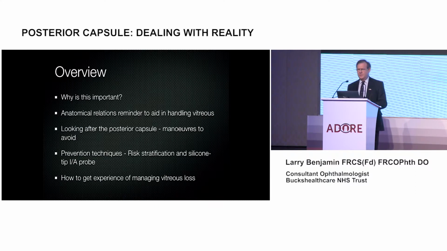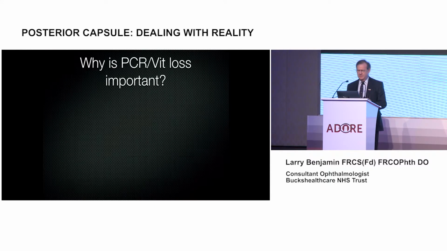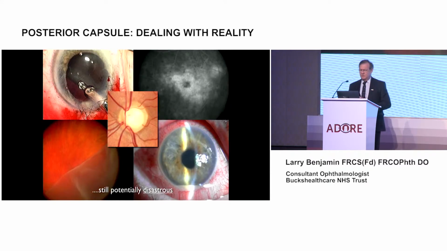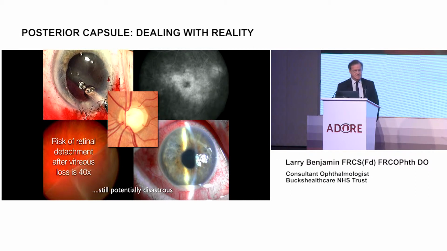It happens one time, we tell the patients one time in 100, it's actually closer to 1 in 50. But how do you get experience of it if it happens so infrequently? So why is it important? Well, these are the 5 complications that we see: suprachoroidal hemorrhage, cystoid macular edema, glaucoma, endophthalmitis, and retinal detachment. And it's still, therefore, potentially a disastrous complication. For example, the risk of retinal detachment, as I said yesterday, is 40 times higher after vitreous loss.